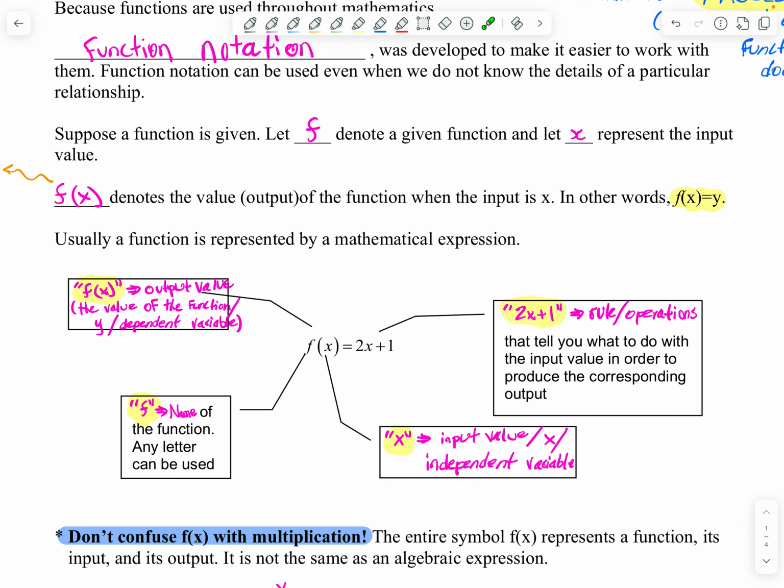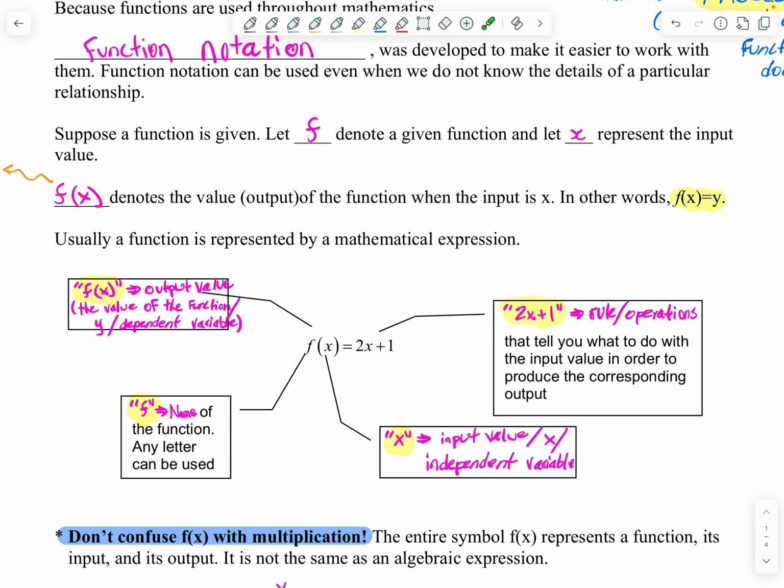So let's dissect this a little bit more here. I can see that here I have an example of a function. This is the process right here. This is the rule. Let's just start from the beginning. I have my name, my f right here. That's the name of the function. I give it the letter f. It can be any generic letter I like, but sure, we'll go with f for function.